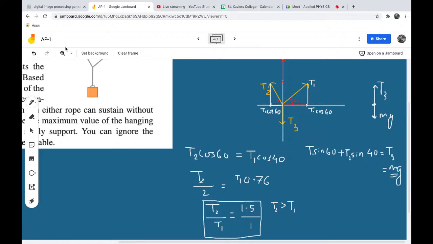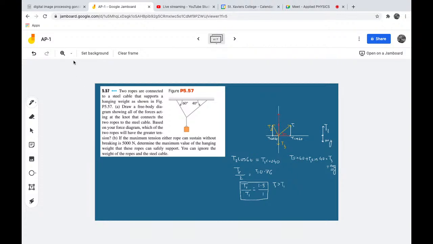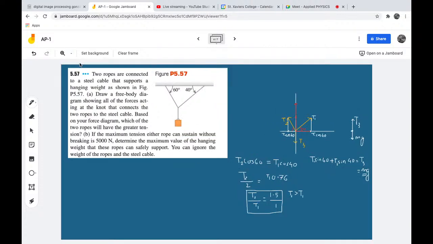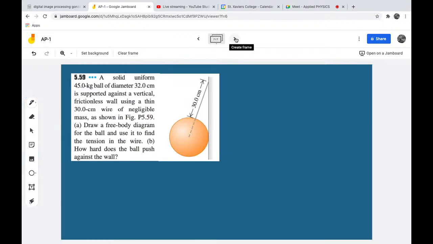This is now almost done. I have taken one more problem, but let's take it in the next class. This is interesting. Maybe we can stop here.